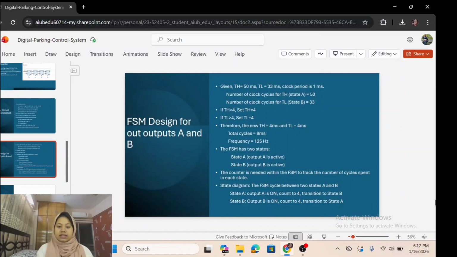Moving to my next slide, there is an FSM design for outputs A and B. This pulse controls a simple two-state finite state machine. State A activates the output A for 4 clock cycles, then transitions to state B, which activates output B for 4 cycles before returning to state A. Together, these two components, the 555 timer and the FSM, create a reliable alternating control system for our outputs.